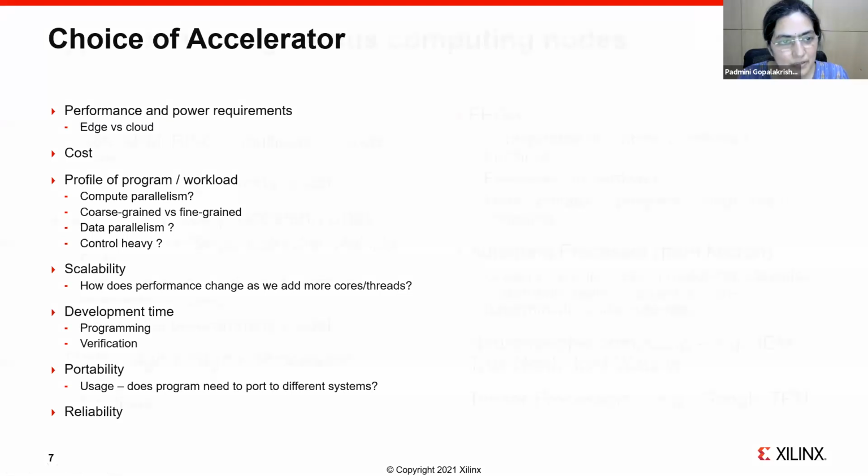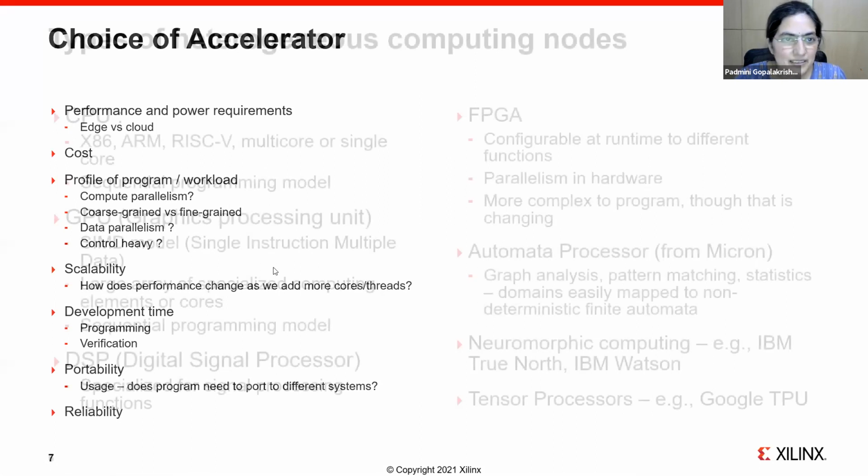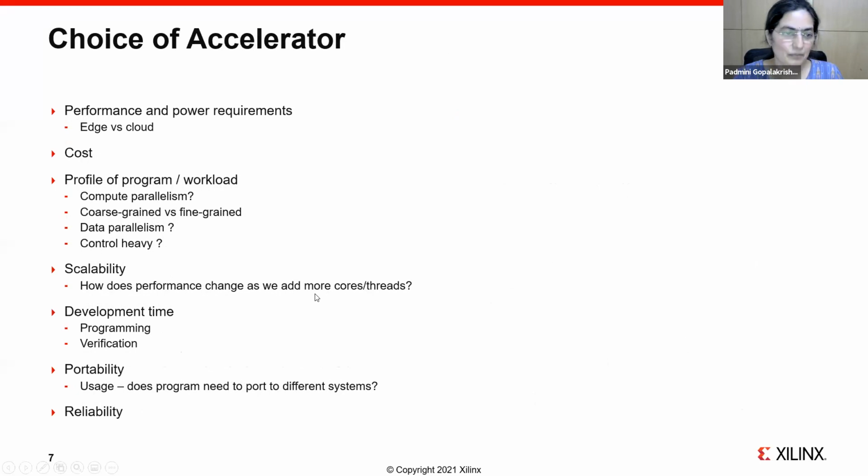So we basically looked at different types of heterogeneous computing nodes. Now the next question is, if you had an application to build, and you had a choice of what kind of accelerator to use, how would you choose? The first thing that determines your choice of accelerator is performance versus power requirements. Often there is a trade-off between the two, in the sense that if you need higher performance, typically you will have to burn more power to get it.